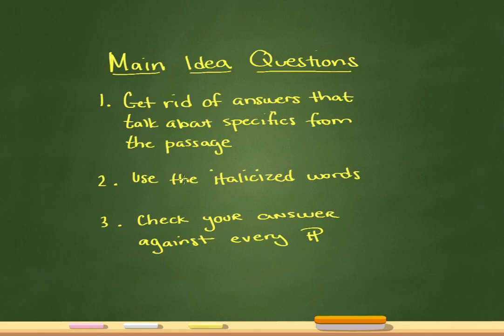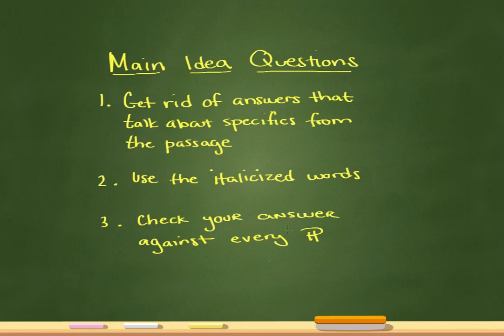Number 2, use the italicized words that came before the passage. Remember, sometimes they're not very useful, but sometimes they're an actual summary of what the whole thing's about. So the main idea answer that you pick has to be consistent with the italicized words that are before the passage. That's number 2. Number 3, check your answer against every paragraph.